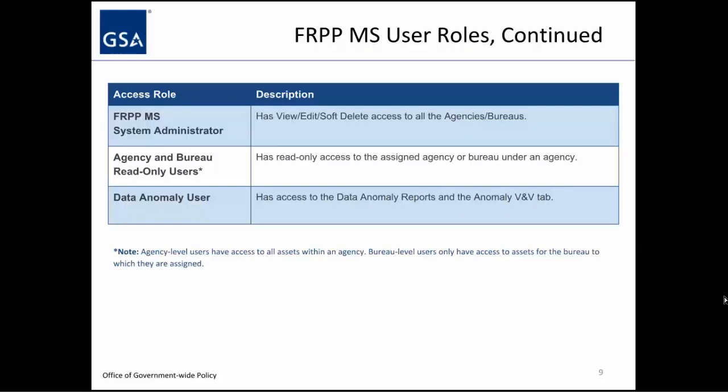So finally, there is a data anomaly user. So this person has access to data anomaly reports in the anomaly VNV tab. So we're going to highlight those data anomaly reports a little bit later in this presentation.